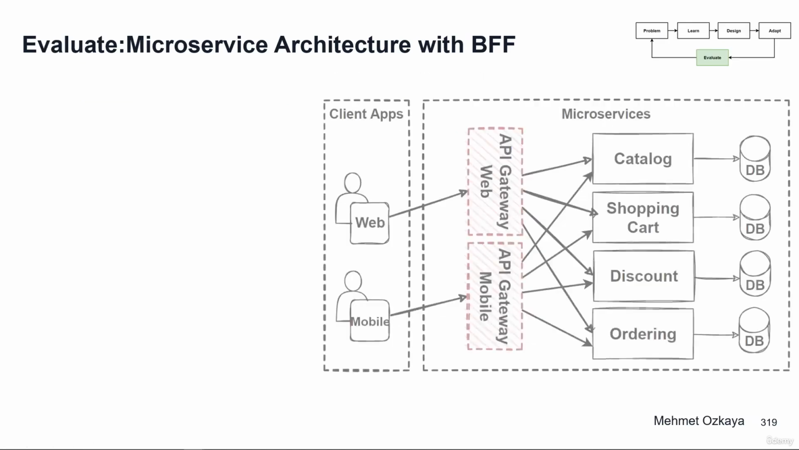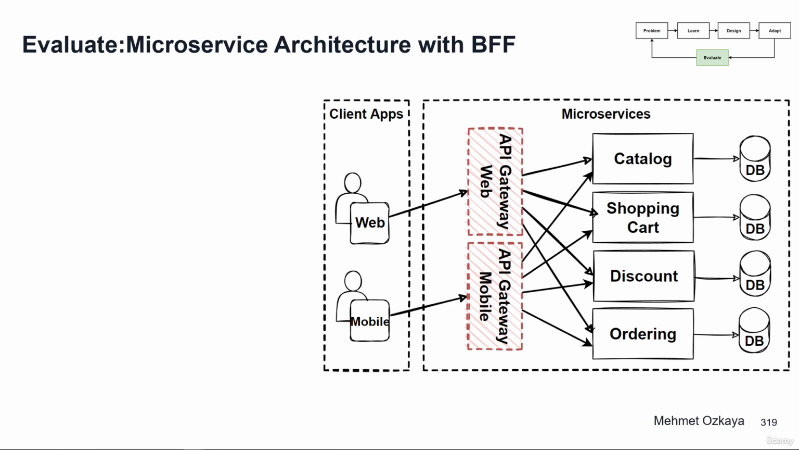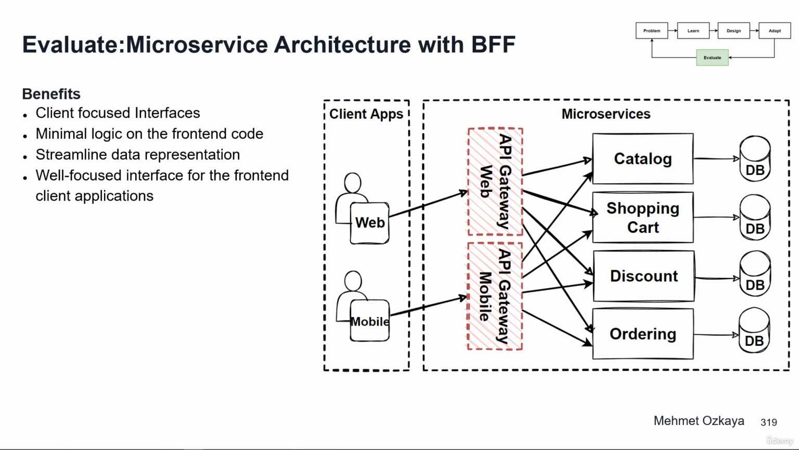After designing our architecture, we can go to the evaluate step. When we evaluate our architecture, we should always write down the benefits and drawbacks. If we expand our benefits, these are client-focused interfaces that provide minimal logic in the front-end code and streamline the data representation, and we have a well-focused interface for the front-end client application.